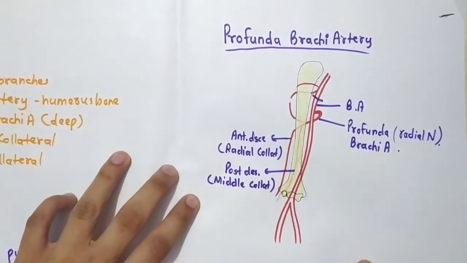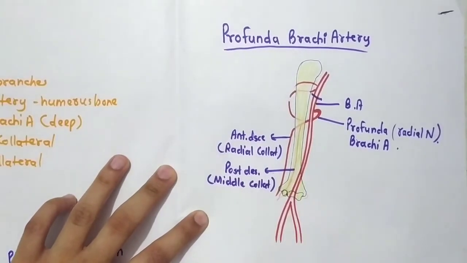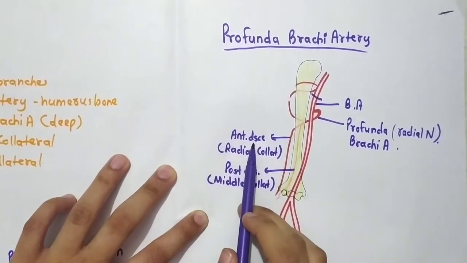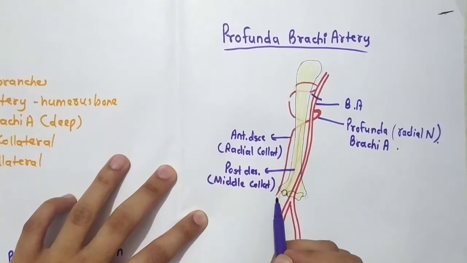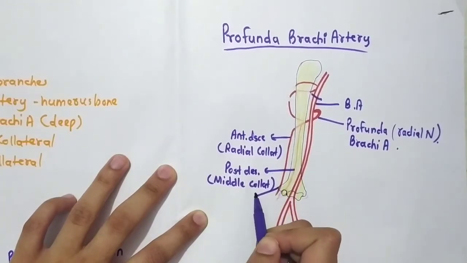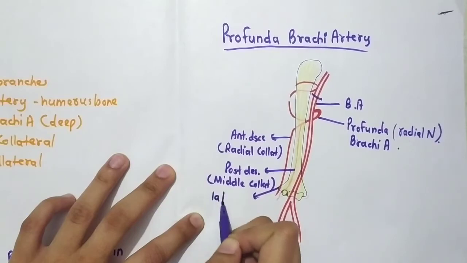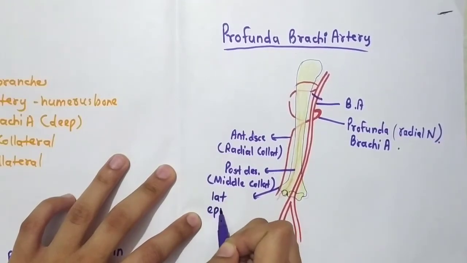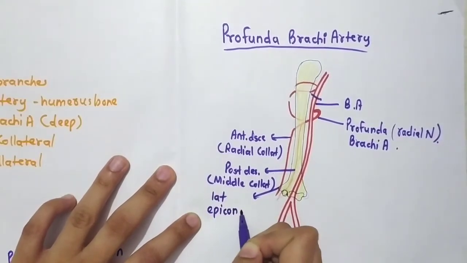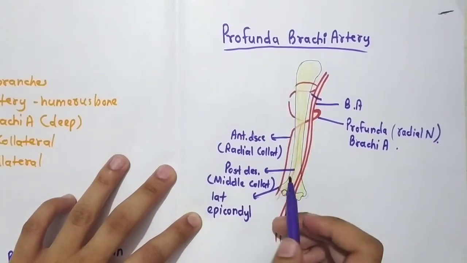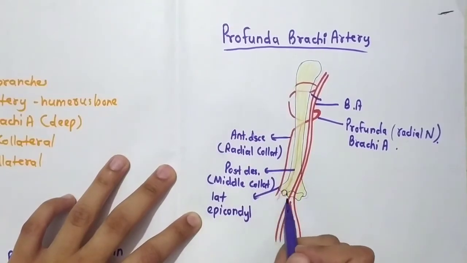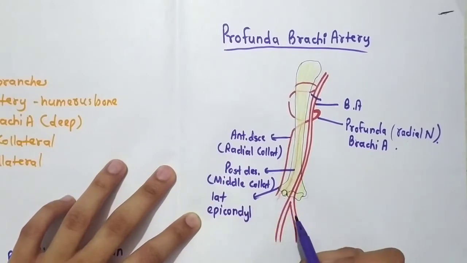So these 2 branches take part in the anastomosis around elbow. This anterior descending branch anastomoses with a branch anterior to this lateral epicondyle of humerus, and this posterior descending anastomoses with a branch posterior to this lateral epicondyle.